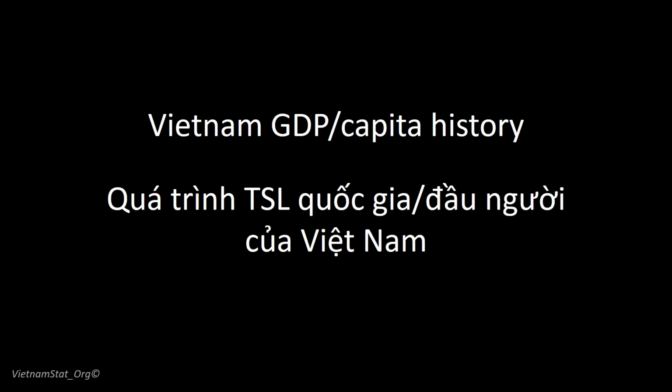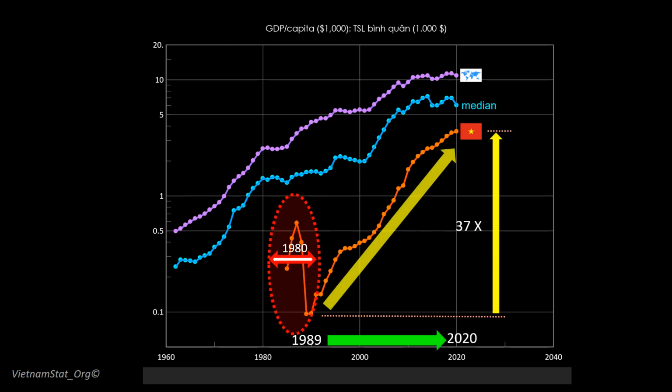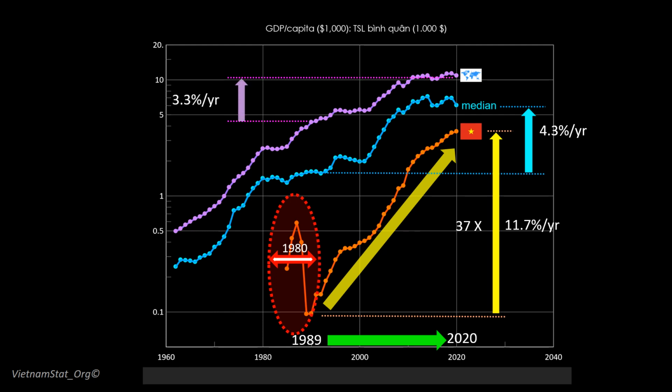To understand Vietnam GDP and economy, it is necessary to consider the recent history. Vietnam economy went through an unstable phase in the mid-1980s, and was at a lowest point in 1989. Since then, it has grown a factor of 37 times, with an effective annual rate of 11.7%. Over the same period, the world median grew at 4.3%, and the world average grew at 3.3%. Hence Vietnam economy for the last 30 years outperformed many lower economies.